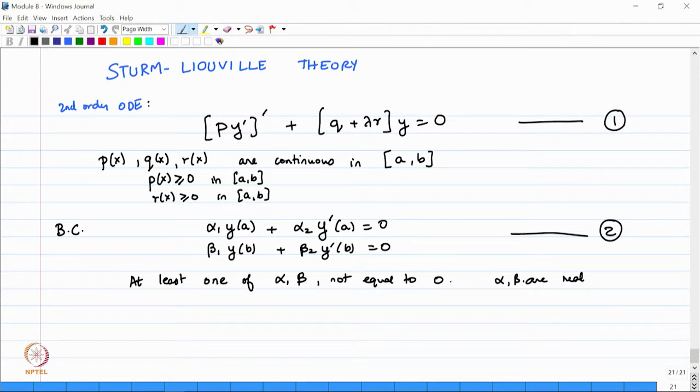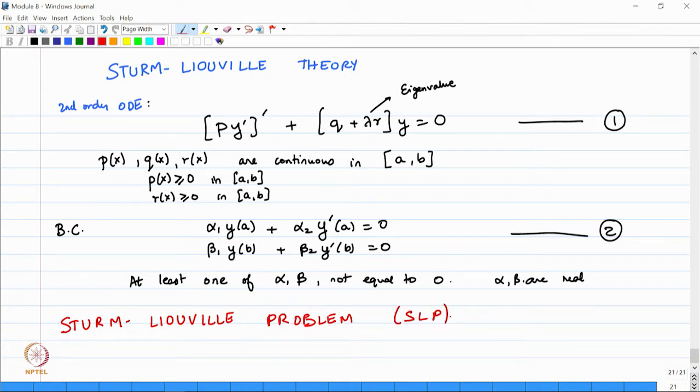Okay. So, here lambda is referred to as an eigenvalue, okay, and lambda should be a scalar, it can be a real or a complex number. Okay. Now, this is called a Sturm-Liouville problem. So, suppose you have this differential equation with these boundary conditions, this constitutes what is called a Sturm-Liouville problem. We will refer to it as SLP. Okay, the Sturm-Liouville problem.